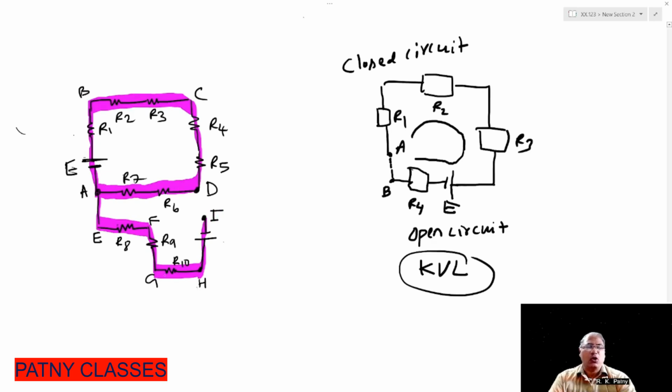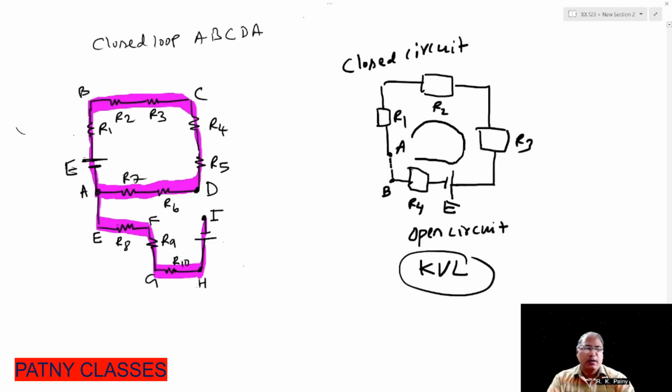A closed circuit is also called a loop. Suppose you start from A. So we say closed loop A, B, C, D, A. Like this we write it out, because A, B, C, D, A is a closed loop.